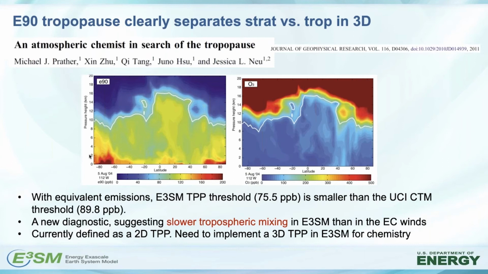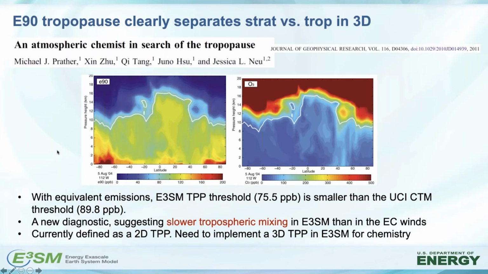So the tropopause defined by E90 clearly separates the stratosphere and the troposphere in 3D. The 2 figures show the tropopause identified by E90, and we see the folding in this region, and the E90 method has advantage over previous tropopause definitions to identify those folding events, which are important for the interactive chemistry.